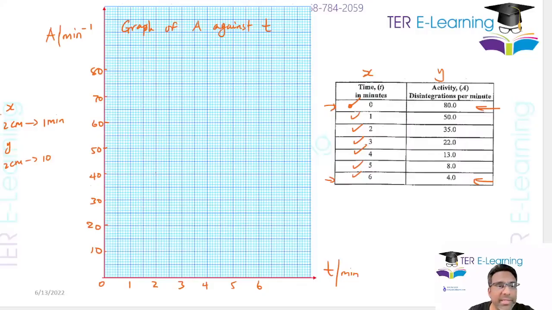Right. So let me just plot it back quickly. The first point was this point here, 0 against 80, then 1 against 50. So that's here. Next one is 2 against 35, so that's down here. Hopefully I get a better curve this time. 3 against 22, so that's here. 4 against 13. 5 against 8. And the last one is 6 against 4.